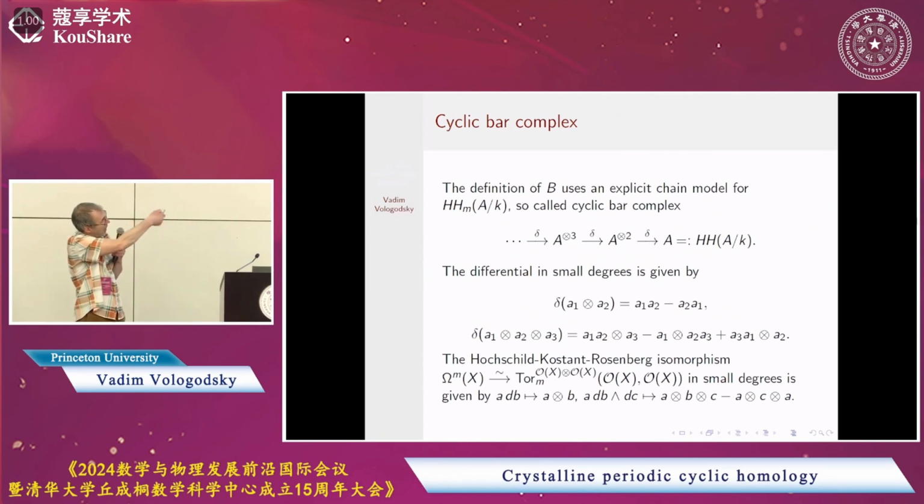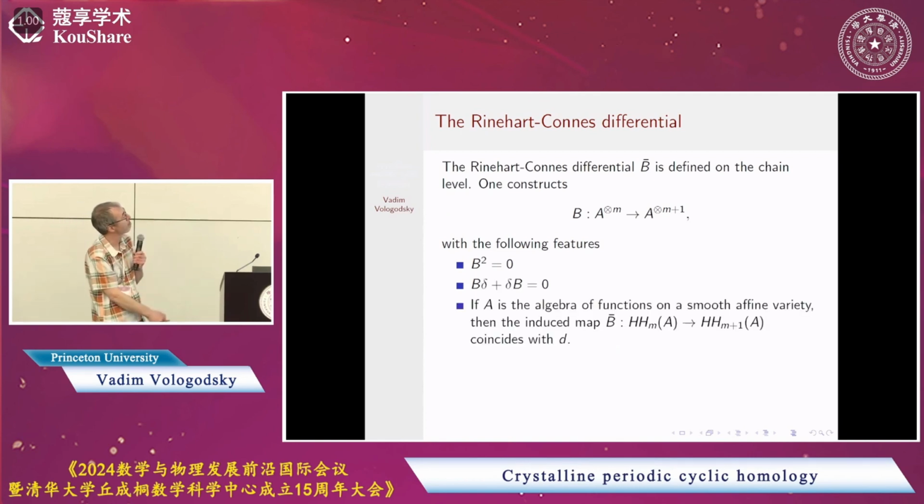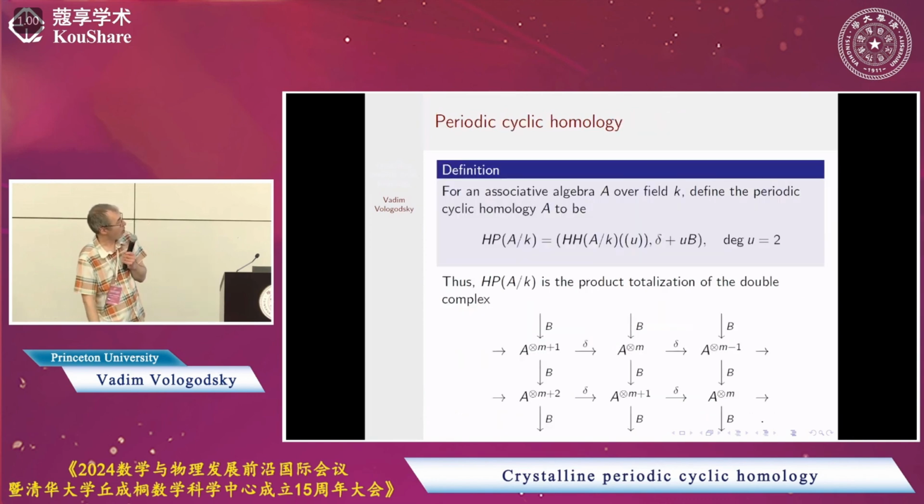You write some canonical flat pre-resolution for A as a bimodule, and then you use it to compute these Tor groups. So explicitly it's given by a complex formed by tensor powers of A, with these rather complicated differentials. Then the Rinehart-Connes construction actually lifts the de Rham differential to the chain level. And that's very important. They defined for any associative algebra a map from the m-th tensor power to the (m+1)-st tensor power, which commutes with the Hochschild differential and squares to zero. Here is an explicit formula in some small degrees. I don't want to write down the formula in general.